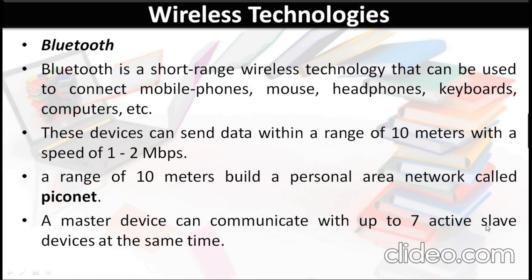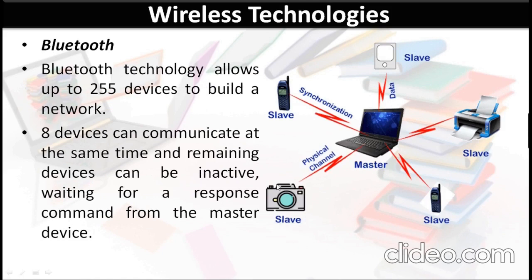So 1 plus 7 becomes 8 devices that can communicate at the same time, and the remaining devices wait for a response command from the master. You can see in this figure, these are the slaves and the laptop is the master. Up to 7 slaves can be connected through this master. One can disconnect and another can be connected. In this way I can communicate with 255 devices.